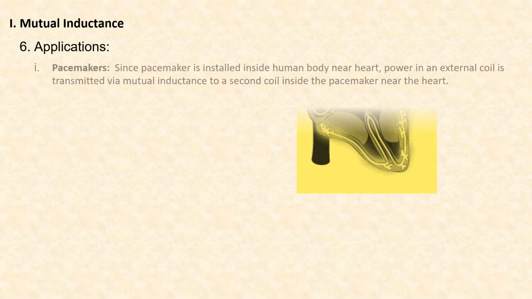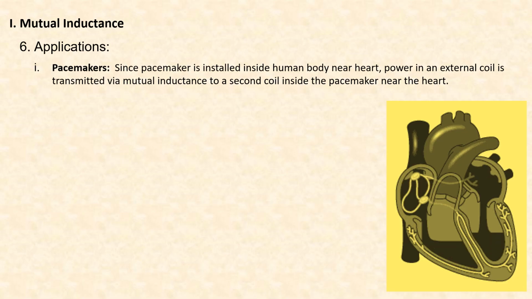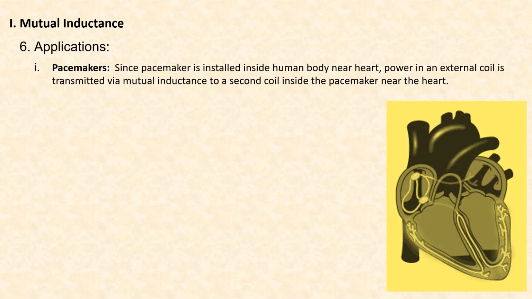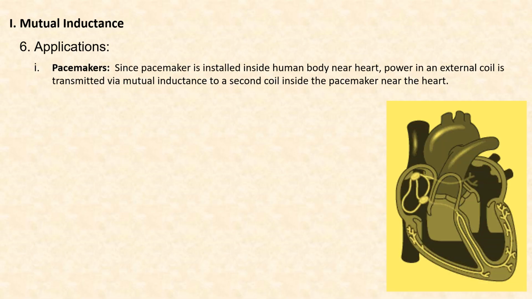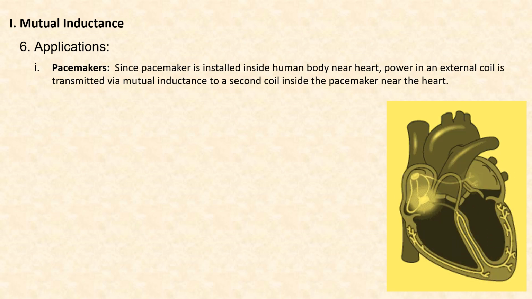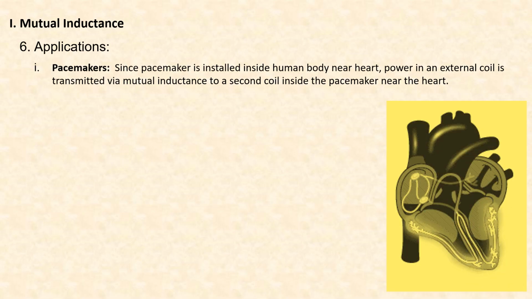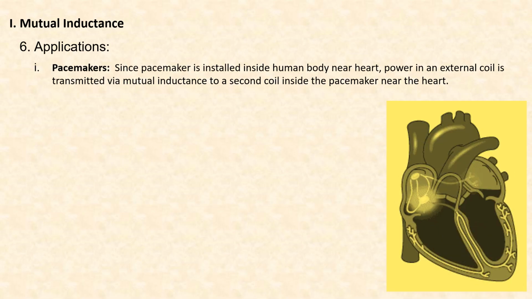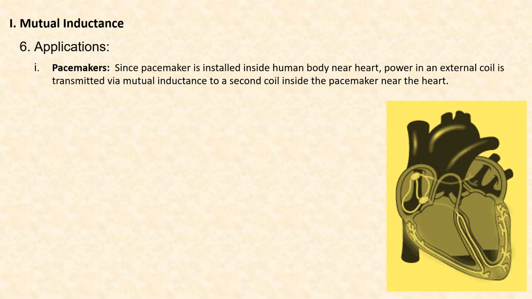All right, so let's take a look at some common applications of mutual induction, starting with pacemakers placed inside the human body very near the human heart. You can imagine that in the case of a pacemaker, mutual induction can allow for a coil placed externally outside of the human body to power and transmit energy into the coil in the pacemaker itself that's placed inside the human body with no direct electrical connection.